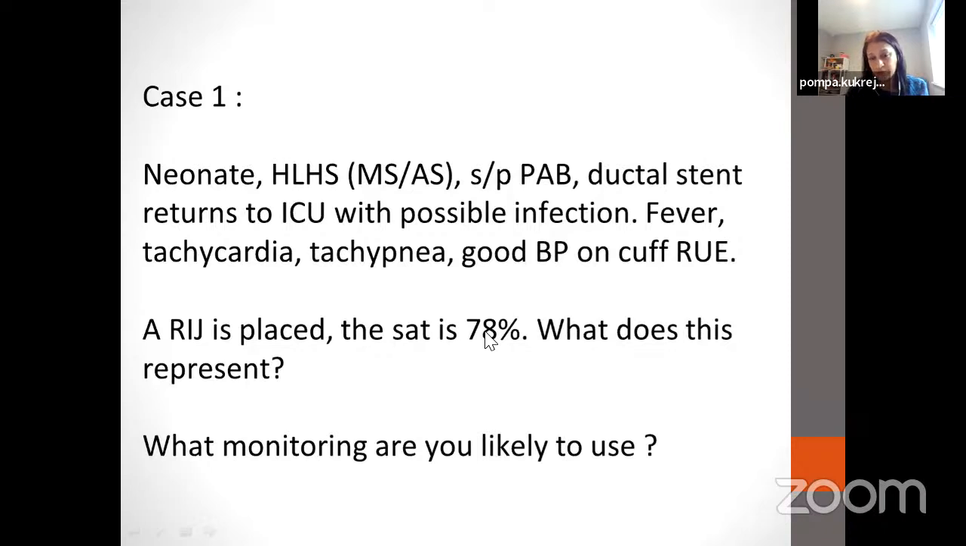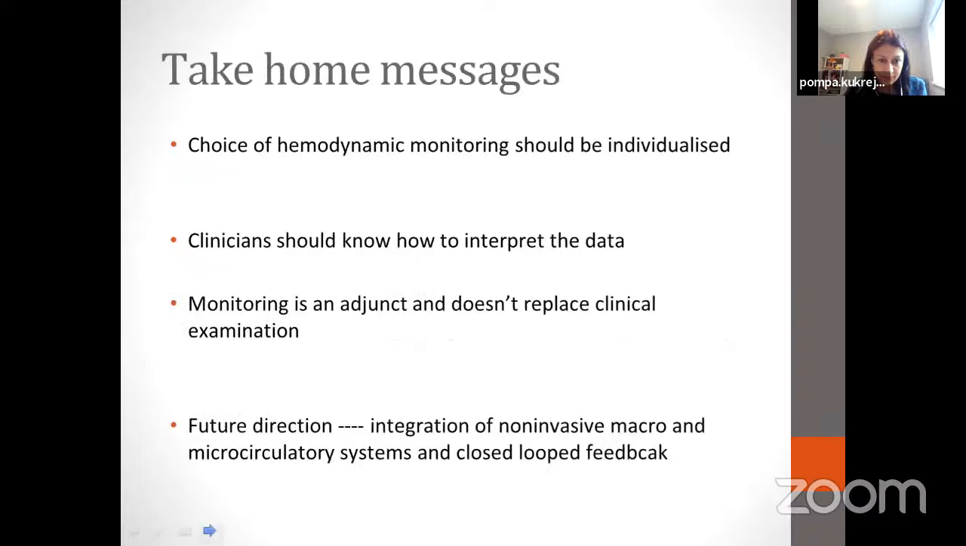So please use your monitoring carefully, because sometimes it's very easy to gloss over these things and not realize, but this child needs attention and probably needs to be moved to your ITU.